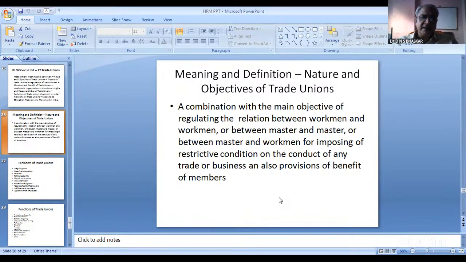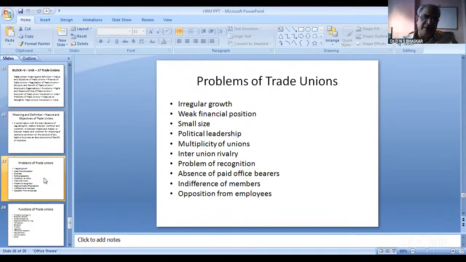These are the various important aspects. Explain any four or five theories of trade unionism: that is one of the expected questions from the examination point of view. Then, problems of trade unions. This is quite easy and understandable to you, and that is the reason why I am going to this particular context.